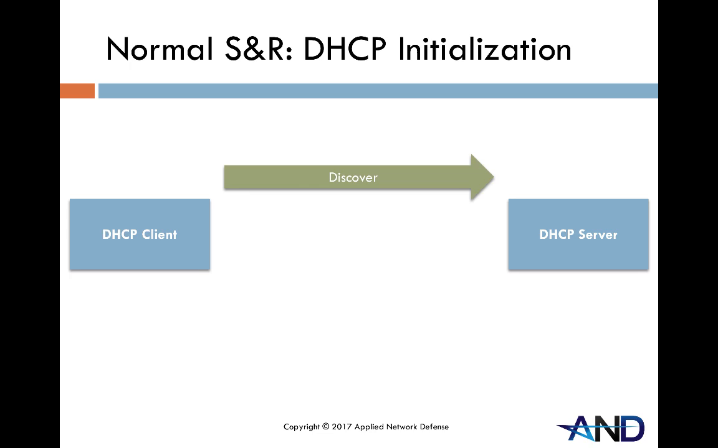The DHCP client in this case will send a broadcast packet out to the entire network segment with a destination address of broadcast, so 255.255.255.255, and a source address of all zeros, 0.0.0.0. It can do this because we have MAC-based communication, data link-based communication to fall back on, but it's going to send this broadcast out, and the idea is that the DHCP server is the only one who's going to respond to it.